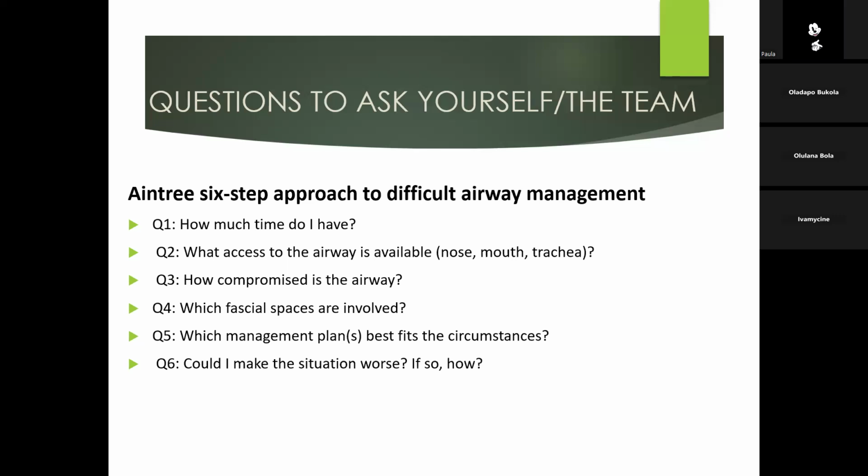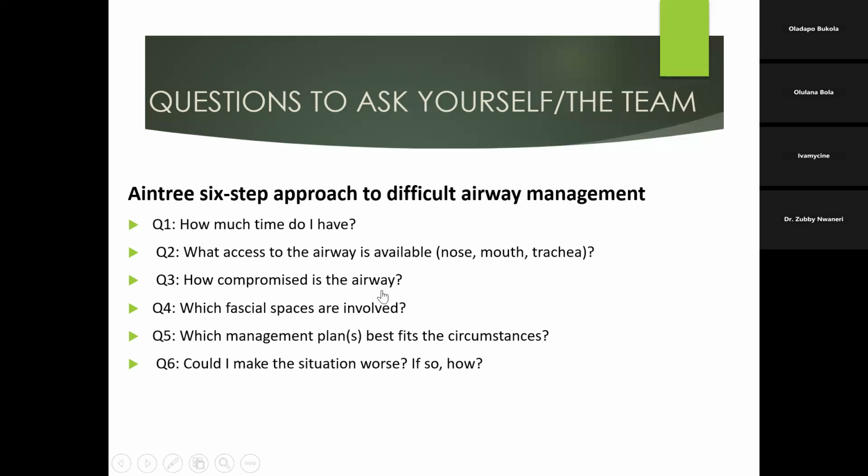Question number 2, what access to the airway is available? For that kind of patient, do you think the trachea is available? Obviously, the patient we're seeing is possibly an elective case because we've not been told there's any airway obstruction, and it doesn't look like that. If the trachea is not available, is the nose or mouth available? So for that person saying tracheostomy, you can see that it's unlikely that that neck will be available for you to do a tracheostomy.